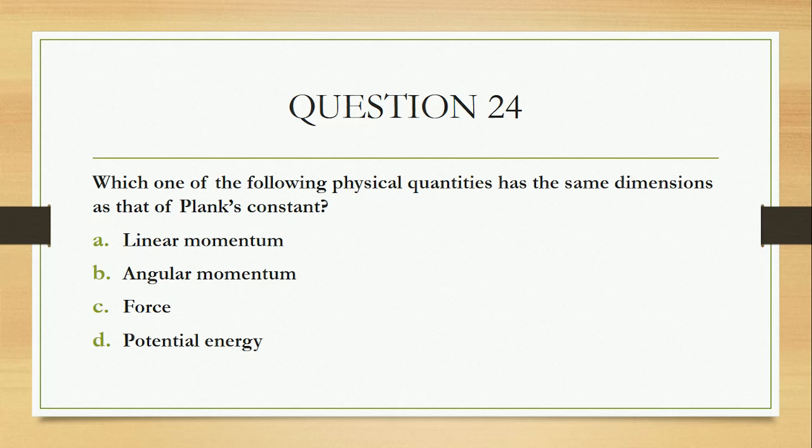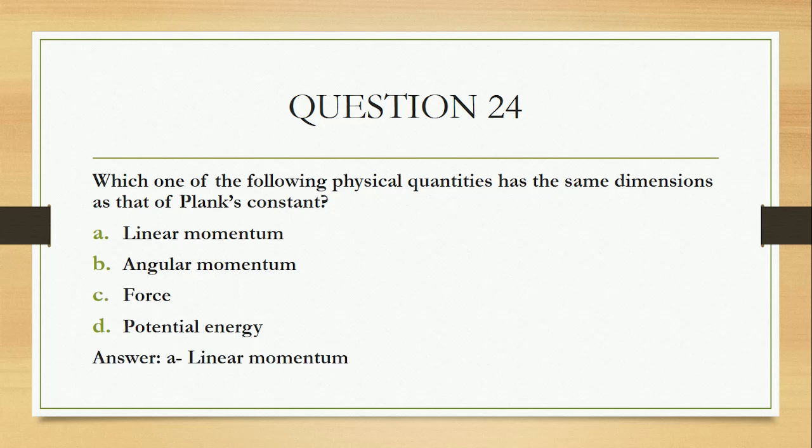Our next question is, which one of the following physical quantities has the same dimensions as that of Planck's constant? Option A, linear momentum, option B, angular momentum, option C, force, or option D, potential energy. And the correct option is option A, linear momentum.